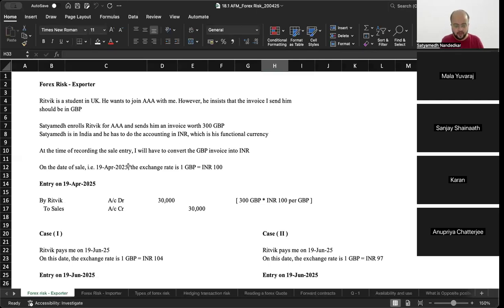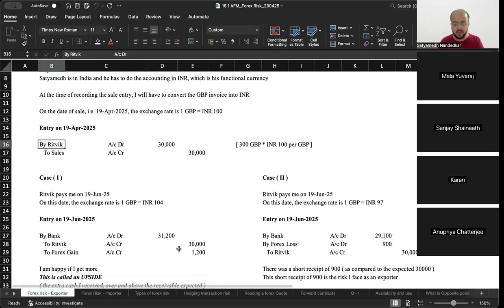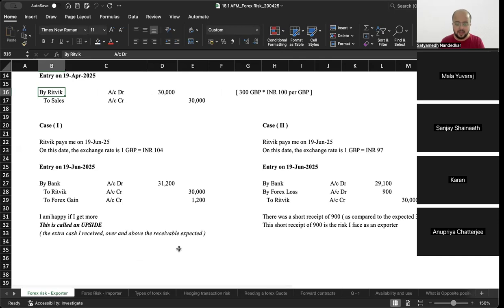Now, on the date of sale, which is 19th of April, the exchange rate is £1 equal to 100. I mean, who better than ACCA students to know the pinch of foreign exchange rates fluctuating. On the date when I made the sale, I recorded an entry Ritwik to sales 300 into 100, that is 30,000. But when he pays me on 19th of June, which is 2 months later, the exchange rate is 104 rupees is equal to £1.